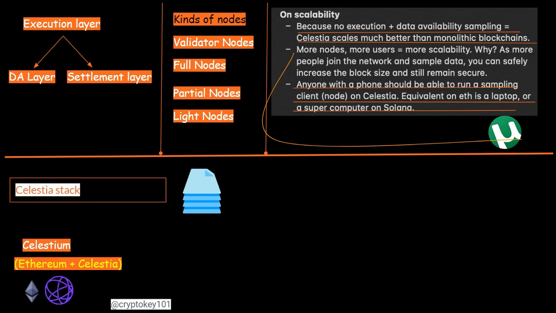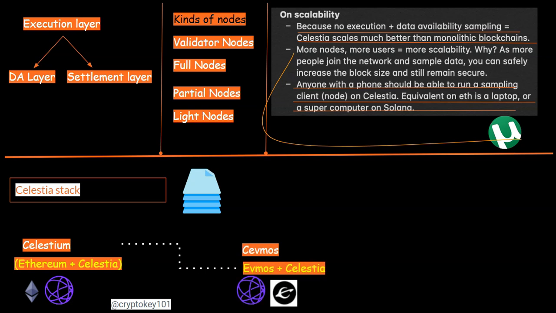We have the Celestium. So Celestium, these are technical stuff, but it's basically trying to take the best of Ethereum, take the best of Celestia, and then build application specific chains for those who want. And then we have SevMos.